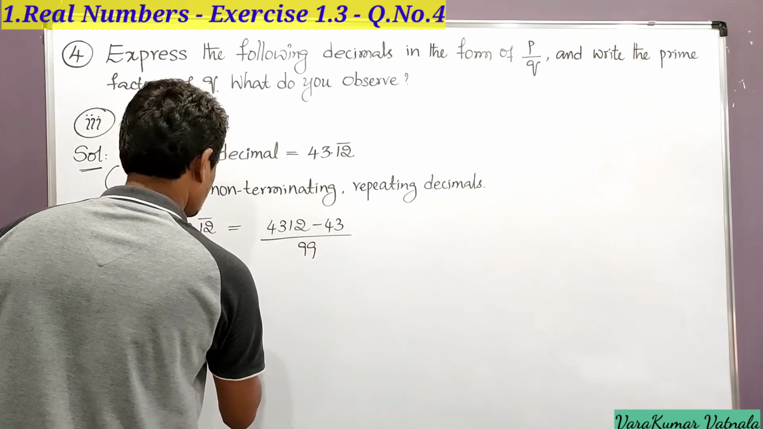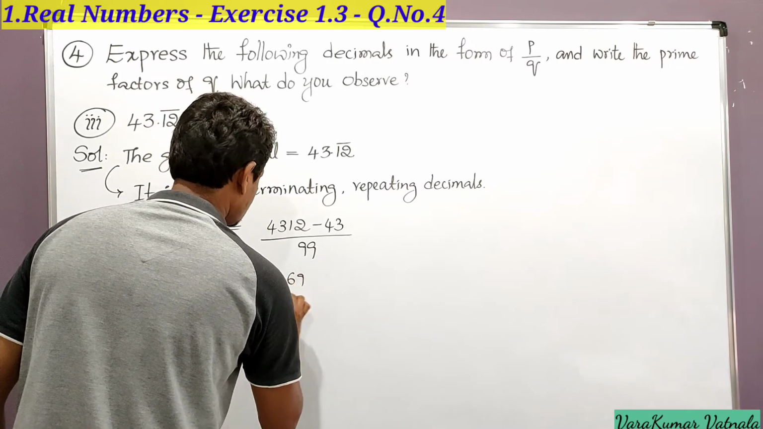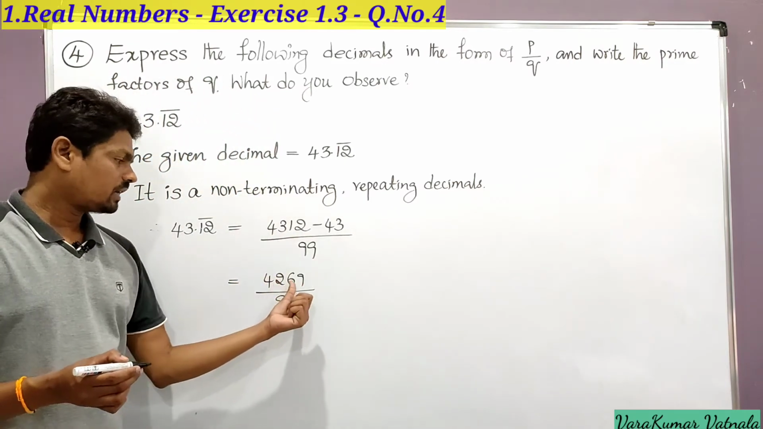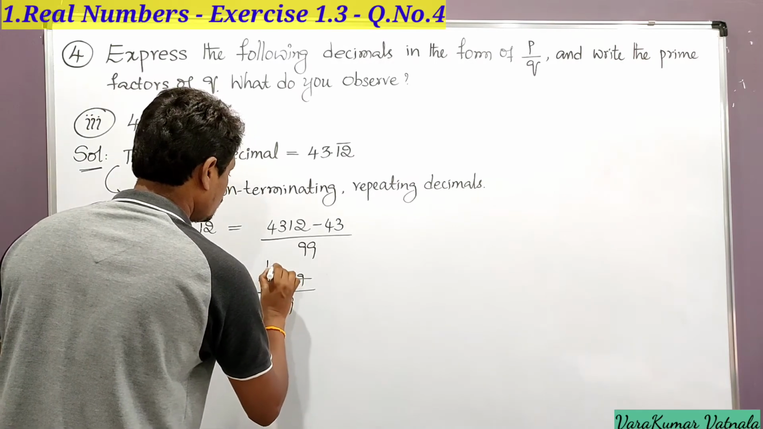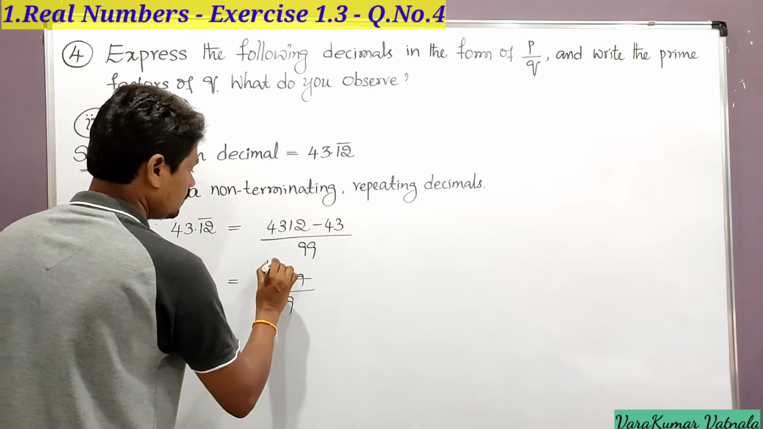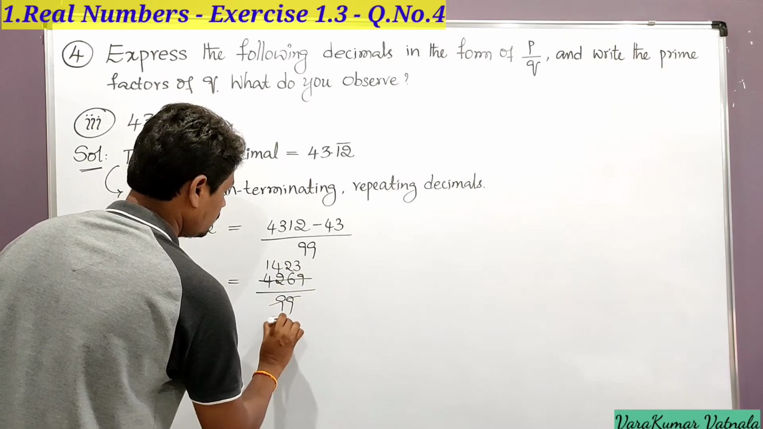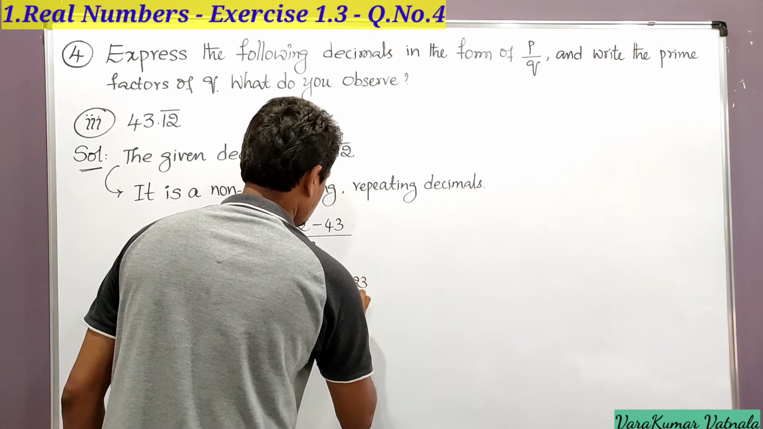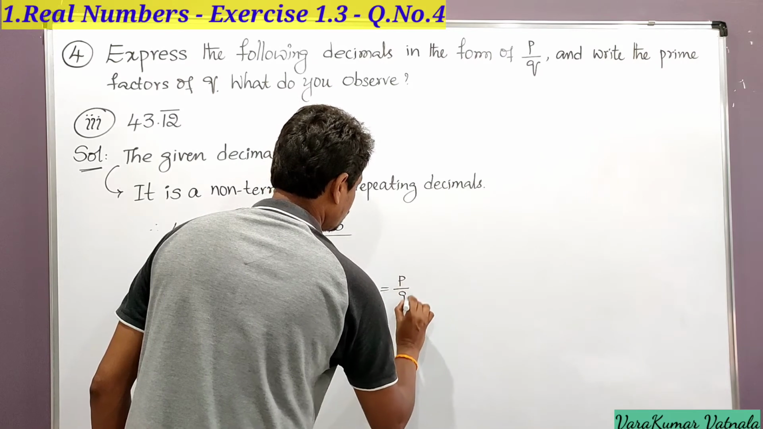So 4312 minus 43 gives 4269, divided by 99. It is divisible by 3. 3 fours are 12, 3 twos are 6... dividing by 3, we can get 1423 divided by 33. So this is the p by q form of the given decimal.